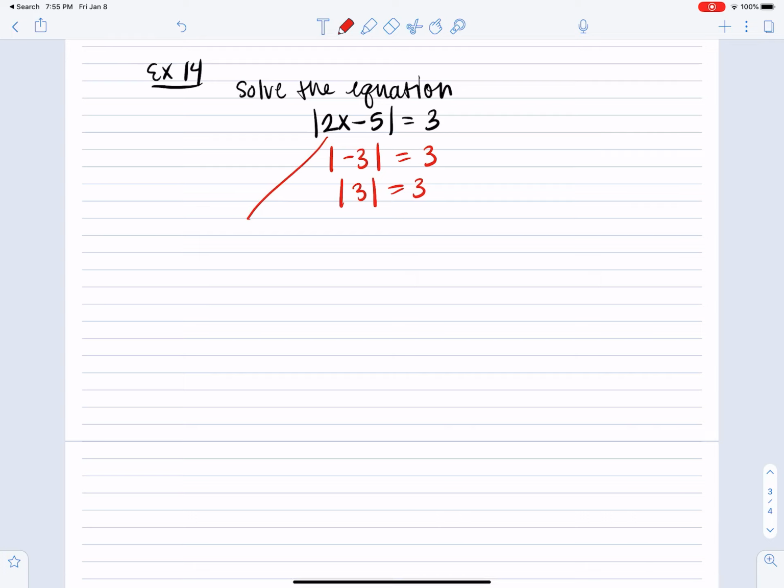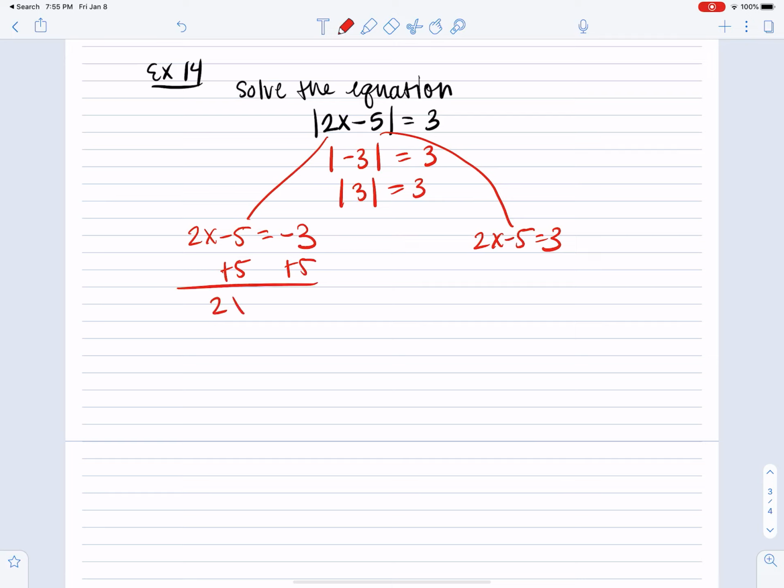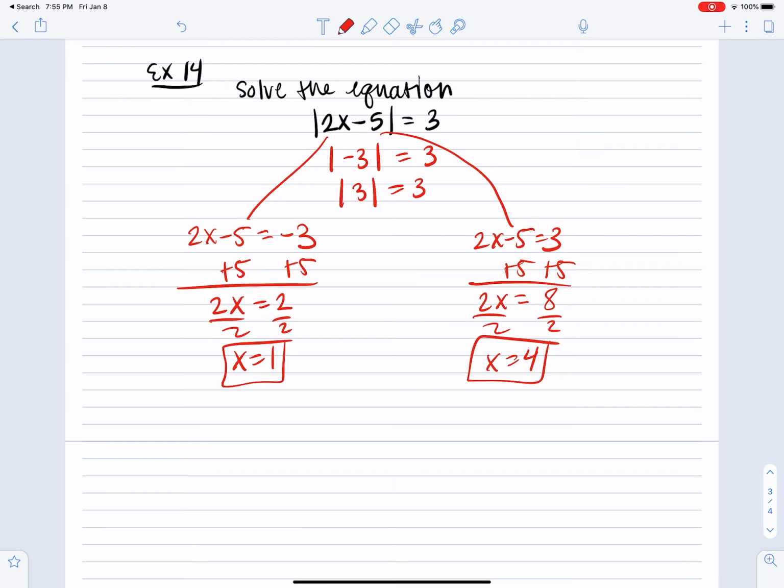One problem is 2x minus 5 equals negative 3, because what's inside the absolute value bars can be negative 3, or 2x minus 5 can be positive 3. So just remember, you always have to split it right away when you get the absolute value by itself, and then you can start solving. Okay, so your two answers here are just x equals 1 and x equals 4.